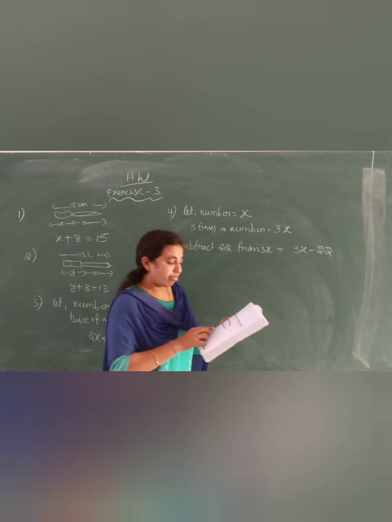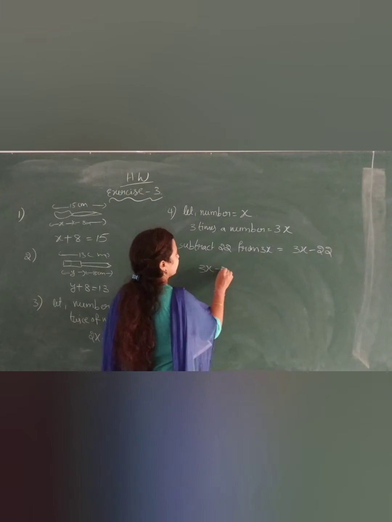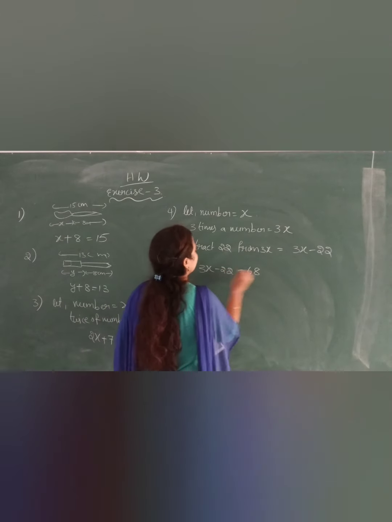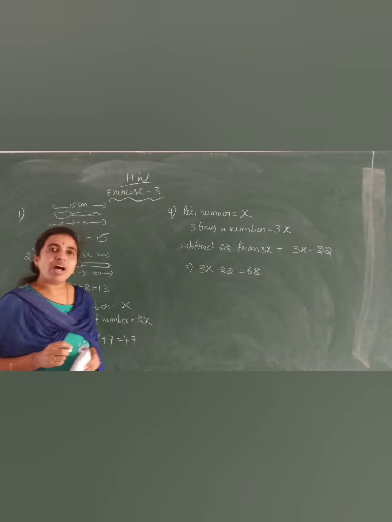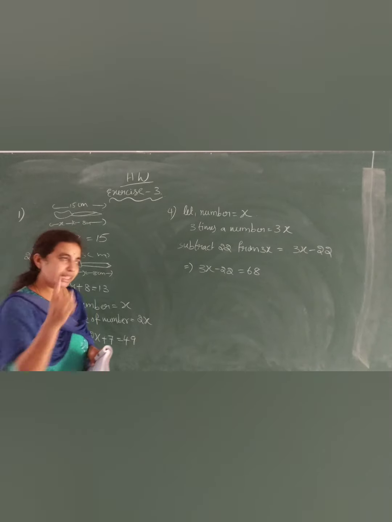Now this is equal to 68. We get 68. That means 3x minus 22 is equal to 68. This is the required equation. And solve it, find x value. That is homework for you.